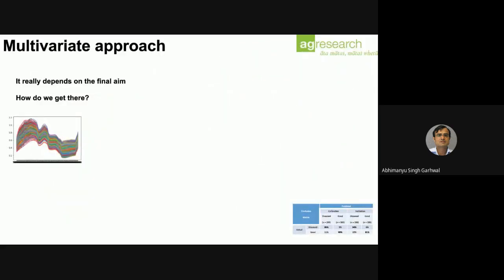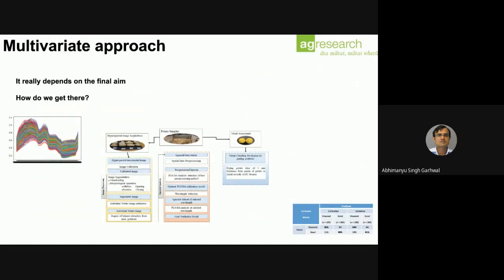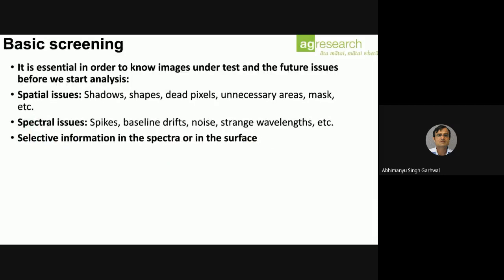So now we have this spectral information, and we need results. From this step to this step, we need a methodology, and that's the methodology that we developed to get the results. Before we start working, we have to know the images and the test, and what are the future issues before we start analysis. There are three issues: spatial issue, spectral issue, and selective information. Spatial issues are like shadows of the potato, shapes, because potatoes are not of a fixed shape, dead pixels, some unnecessary area, and how you are developing the mask. These are the spatial issues that we are going to address.